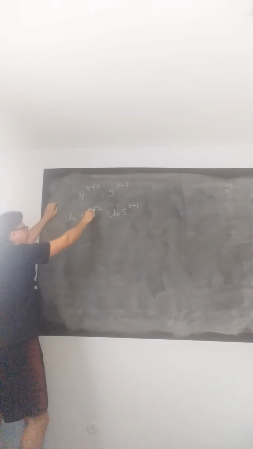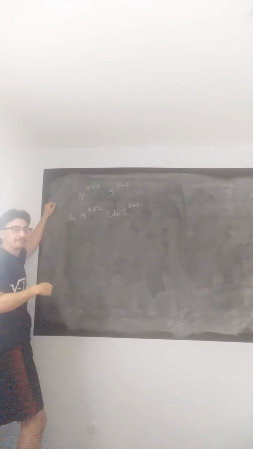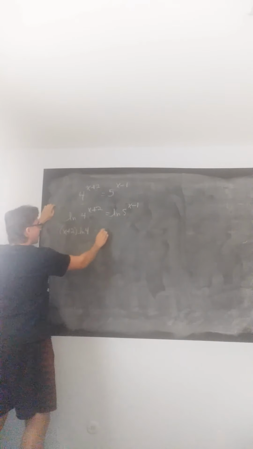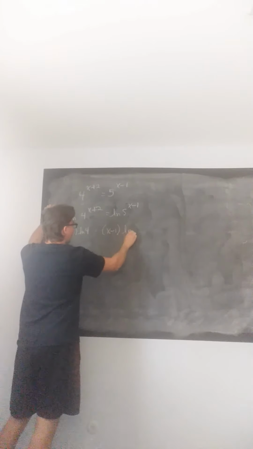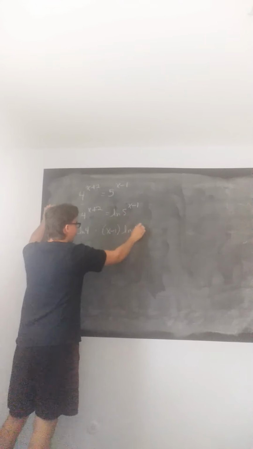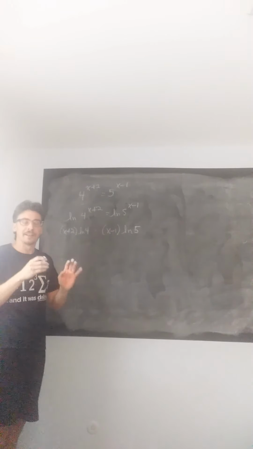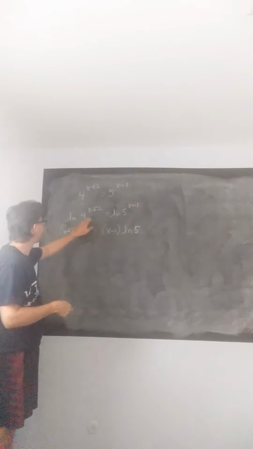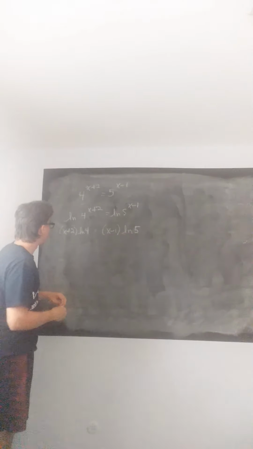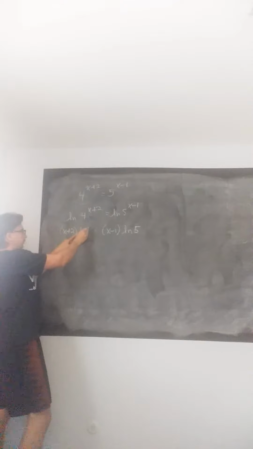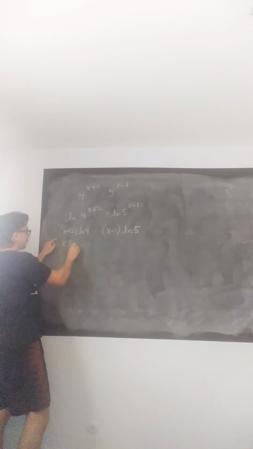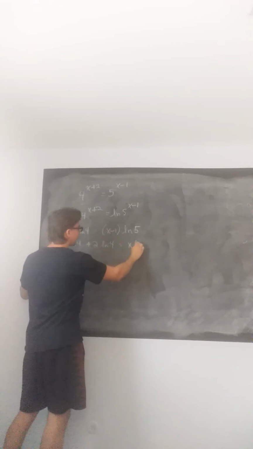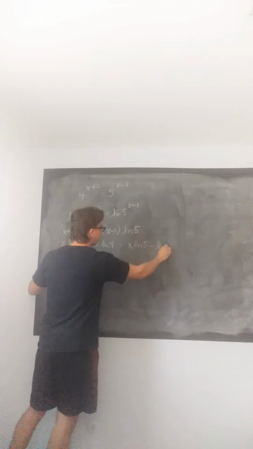Ln of something to a power puts that power down in front. So you're going to have x plus 2 times the ln of 4 equals x minus 1 times the ln of 5. Unfortunately, the ln's don't go away here because they're not an ln and an e. If you had ln e to the x, it's just x. But we don't have that. We have a number other than e. So what we'll do at this stage is we'll distribute, right? So this is going to be x ln 4 plus 2 ln 4 equals x ln 5 minus ln 5.